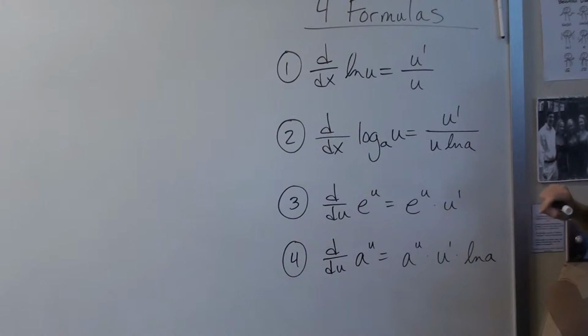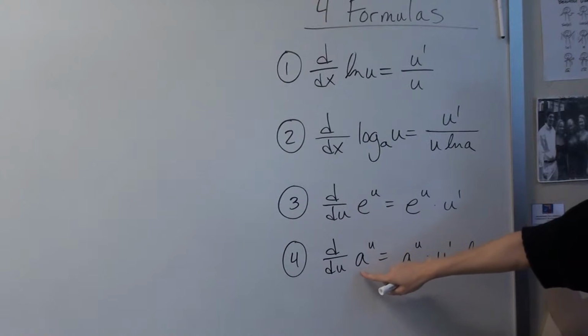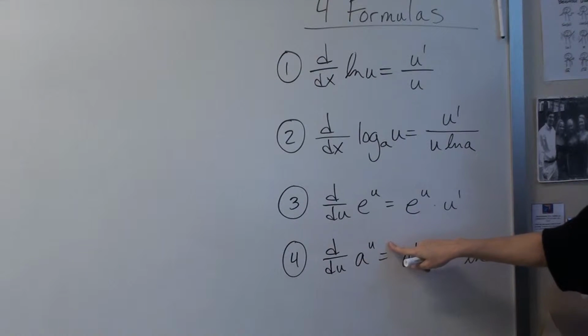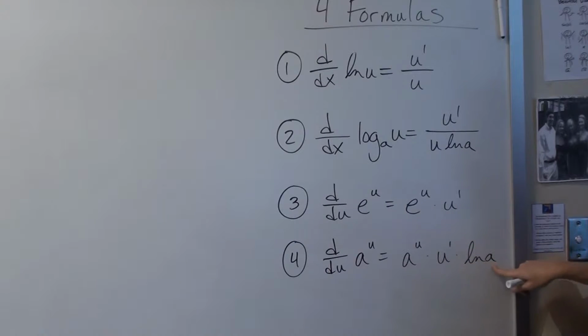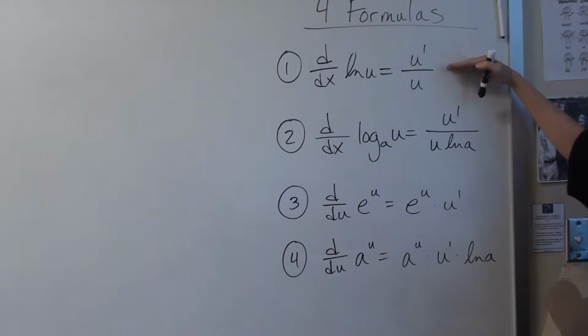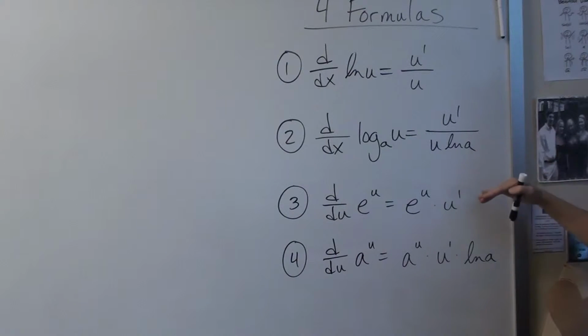If I do e to the u, I get e to the u prime times ln e, and ln e is of course 1, right? So this is just a specific case of this one, and this is just a specific case of this one. But most people like to memorize all 4. Okay. So anyway, there's that.